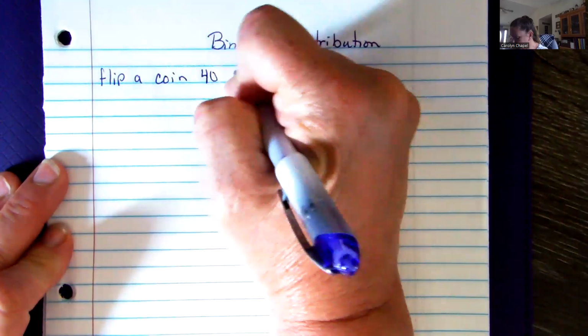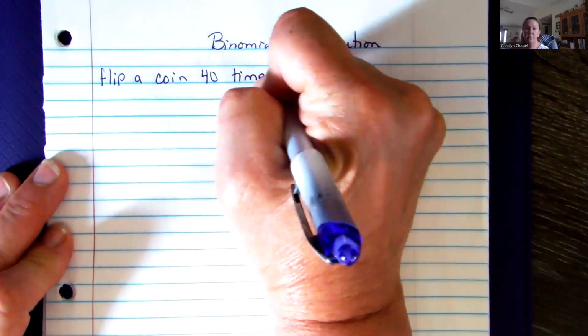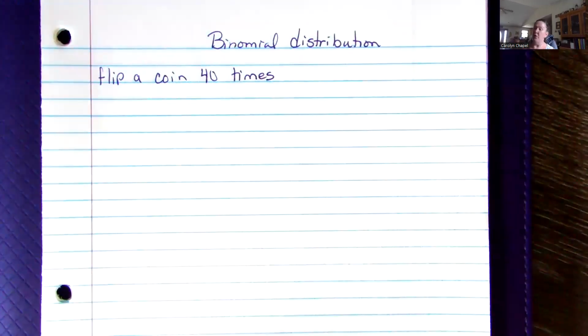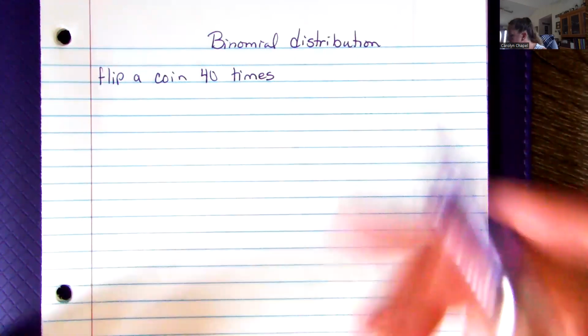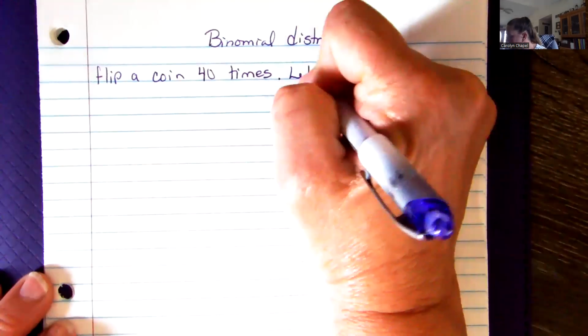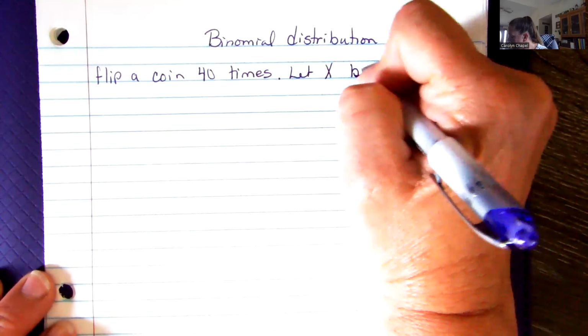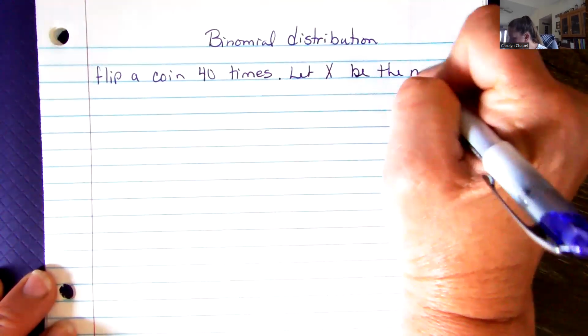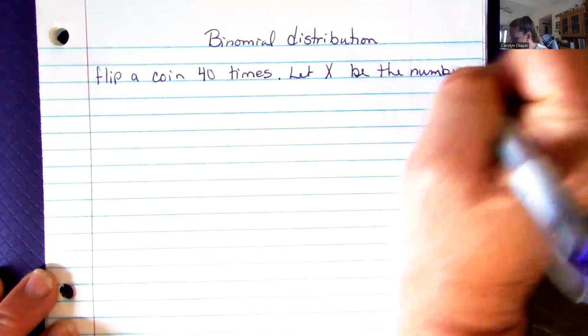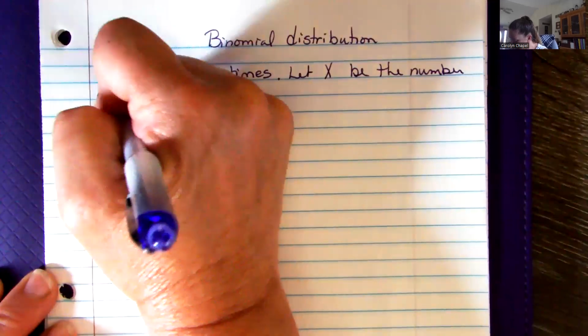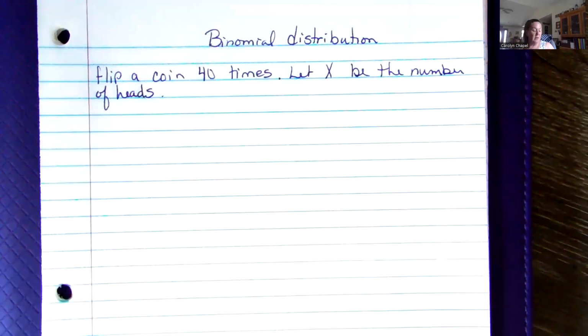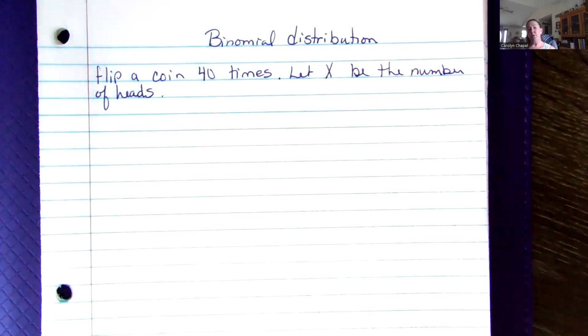40 times, over and over and over again. And what we're going to do is we're going to let X be the number of heads that we get in those 40 flips. And we would maybe want to know, what does our probability distribution look like?